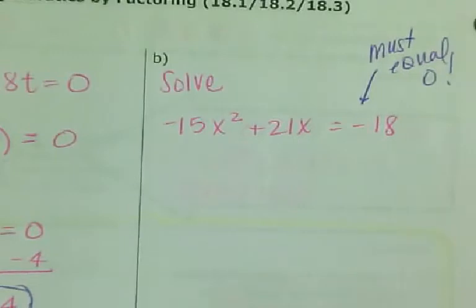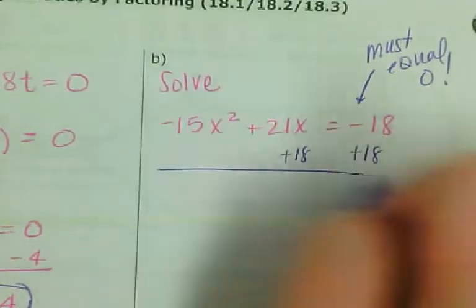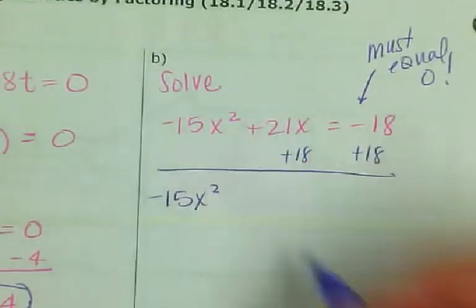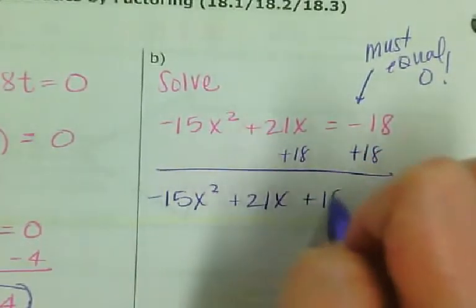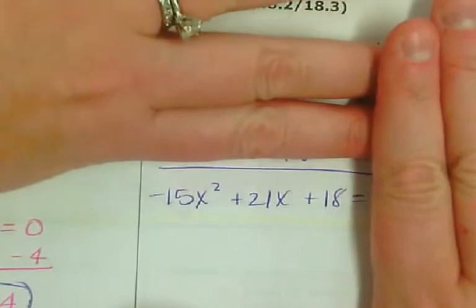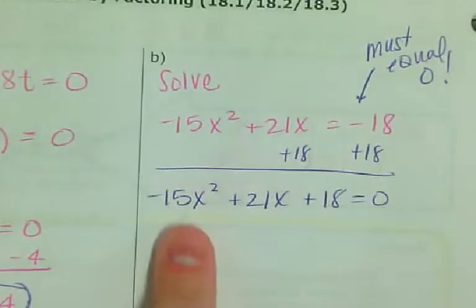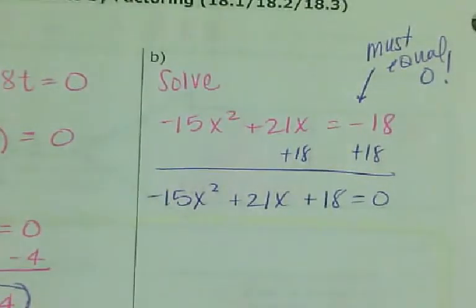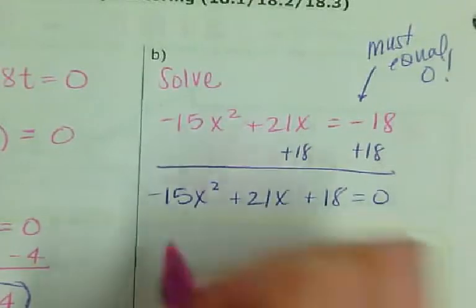Okay, so first thing I need to do is I need to move that 18 over. So I would add 18 to both sides. So negative 15x squared plus 21x plus 18 equals 0. Now, if I was to ignore all of this, I just have a factoring problem, and that is my next job. Now that it is equal to 0, I am going to factor. And I start with my factoring. Step 1 is always to take out what they have in common. It is also leading with a negative, so I need to take that out. All of these are divisible by 3.